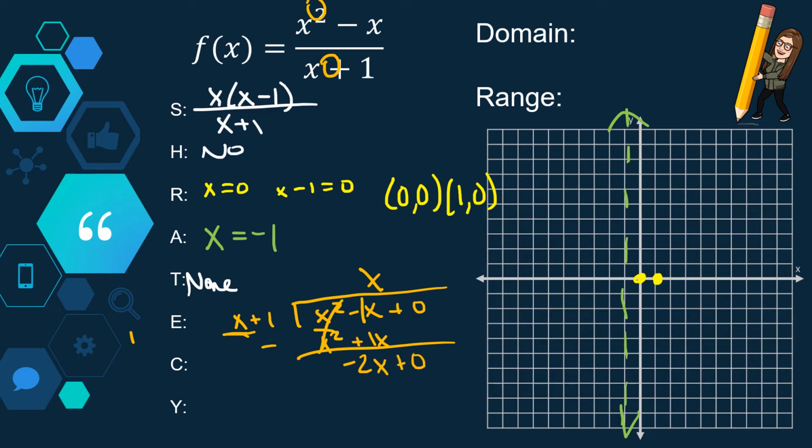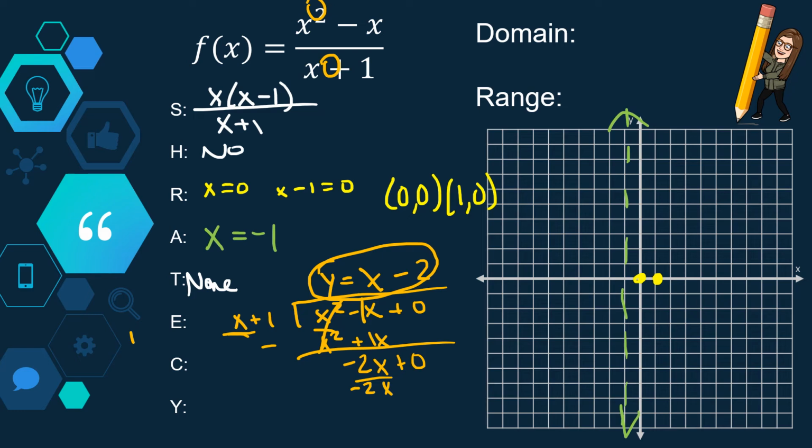What do I need to multiply x by to get -2x? -2. -2 times x is -2x. And to be honest, because we don't care about the remainders, you can be done. Y equals x minus 2 is your slant, your line.